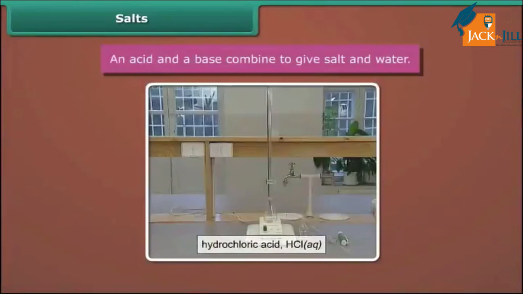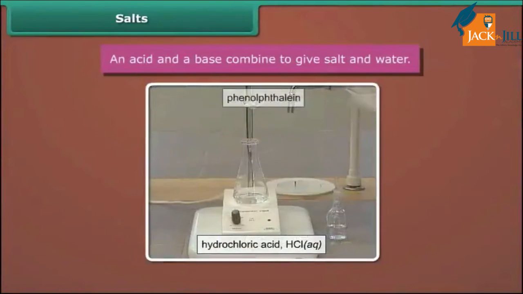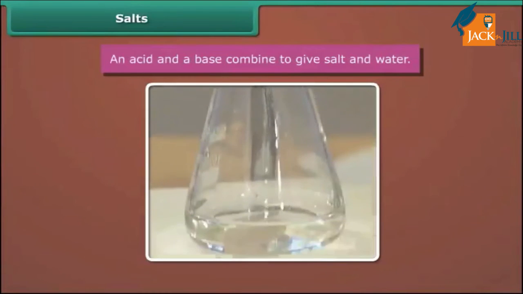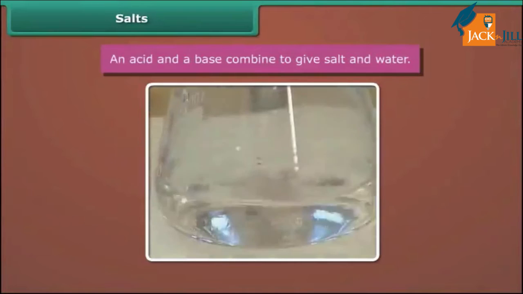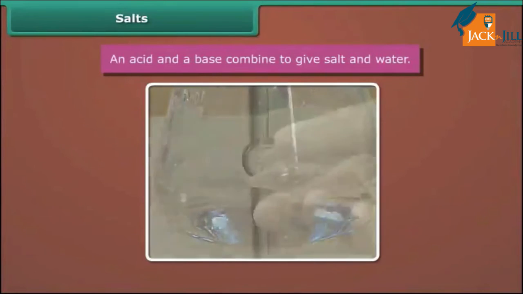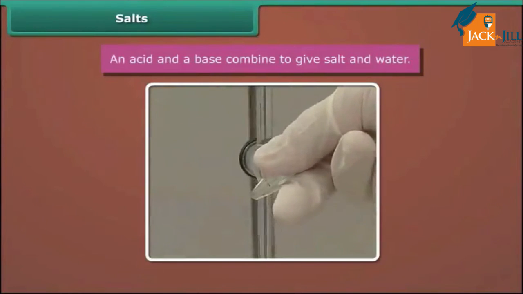Let's do the following experiment. Add some phenolphthalein to dilute hydrochloric acid. The indicator remains colorless in the acidic solution. Now we add a solution of sodium hydroxide in small portions.